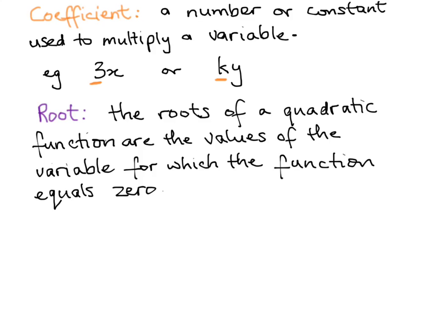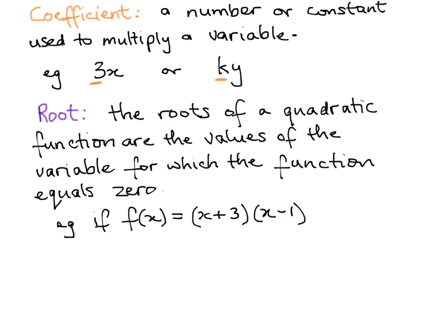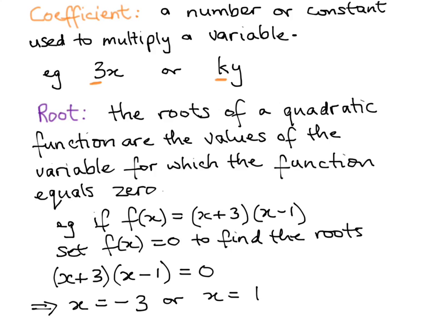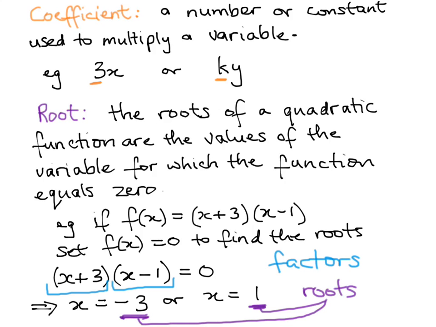is equal to 0. So if we have a function in x, so f is the function, x is the variable, and it is equal to (x + 3) all multiplied by (x - 1), in order to find the roots, I have to set the function equal to 0, which means (x + 3)(x - 1) is equal to 0, which means that x is either equal to -3 or 1. And -3 and 1 are the roots of my function. Just for completeness, please note that x + 3 and x - 1 would be considered the factors of that function.